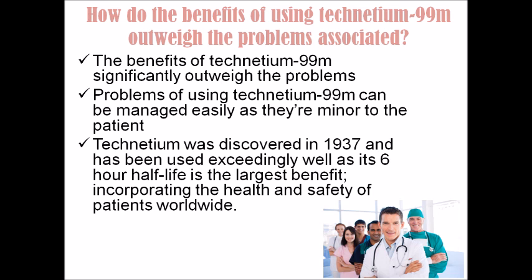Justification. How do the benefits of using Technetium-99m outweigh the problems associated? The benefits of Technetium-99m significantly outweigh the problems, as problems of using Technetium-99m can be managed easily and the harm is minor to the patient. Also, Technetium-99m was discovered in 1937 and has been used exceedingly well, as its 6-hour half-life is the largest benefit, incorporating the health and safety of patients worldwide.